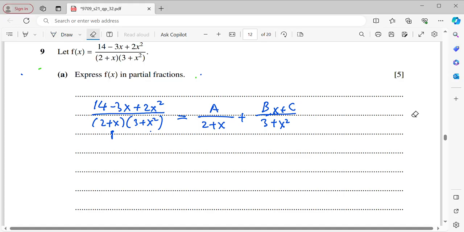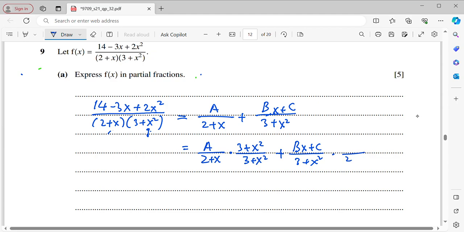By looking at this, the next step is to get the same denominator as on the left hand side. For the first term on the right side, I already have 2 plus x, so you need to multiply with 3 plus x squared. The same goes for the bx plus c, which you need to multiply with 2 plus x.